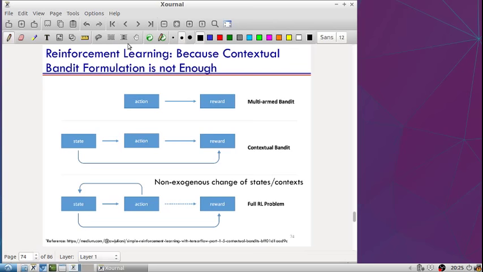So when I say that, I'm just saying that in contextual bandits, from one round to the other, states are changing exogenously. Somebody else, like a user, is coming and telling me the state. Here, it's not exogenous. You taking an action is influencing who's coming next or what's the situation next. That's the difference with reinforcement learning. That's the difference with this setting.